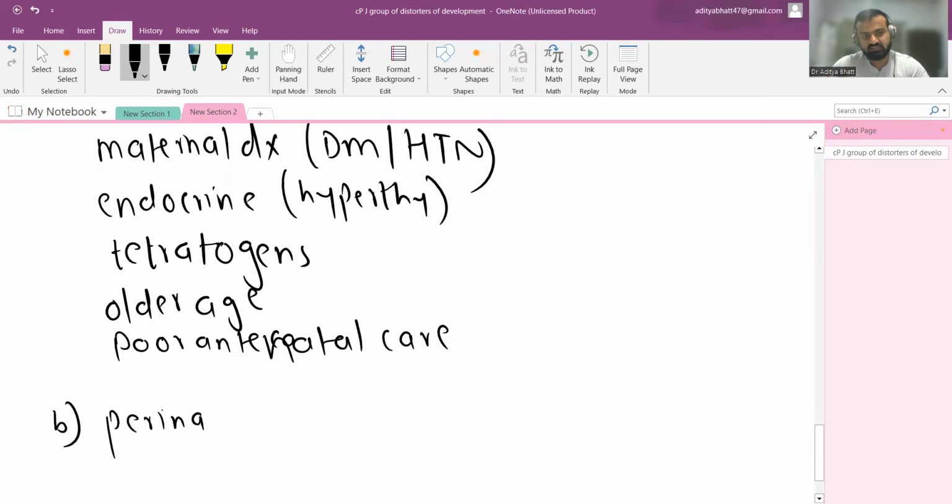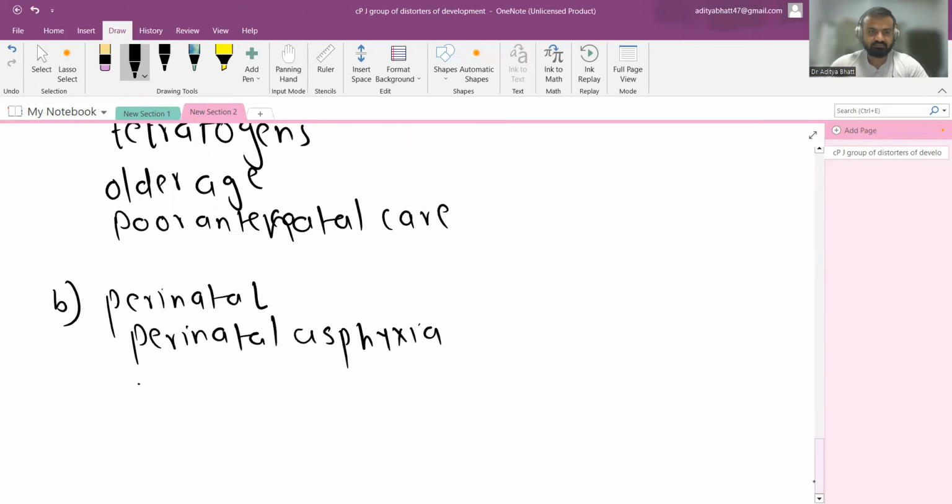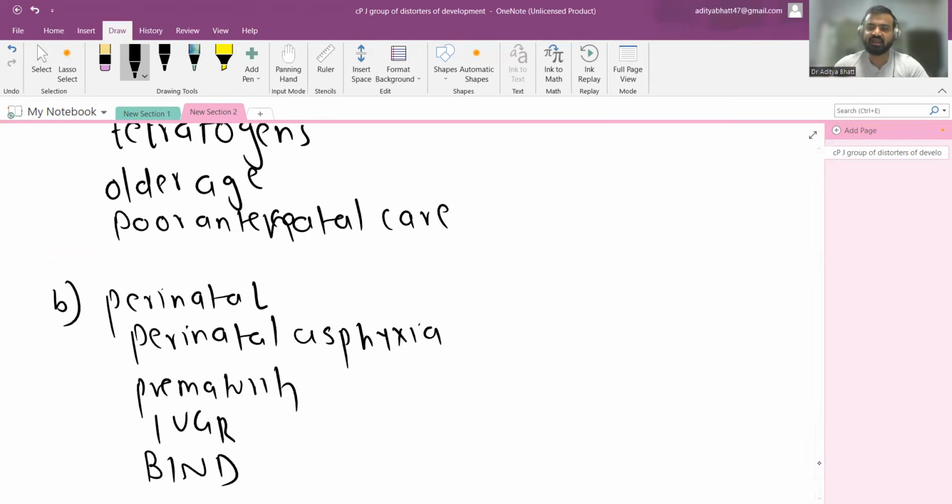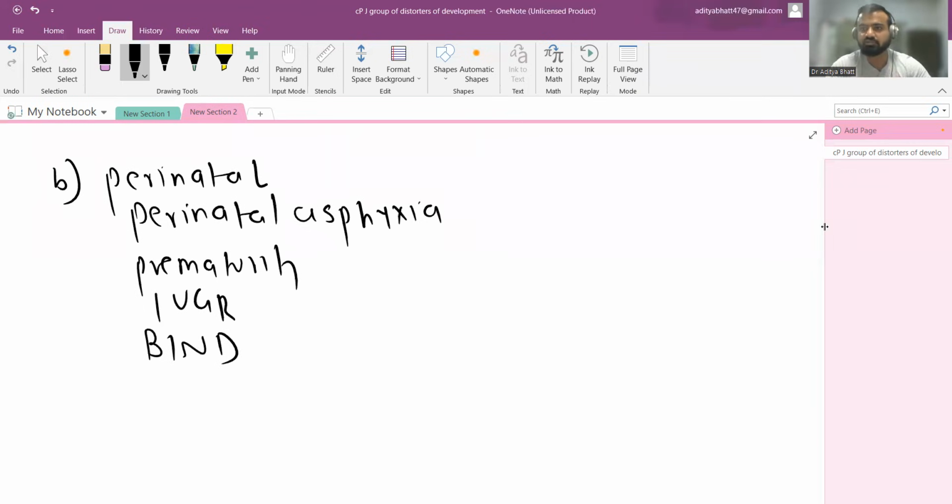So perinatal factors include perinatal asphyxia, then prematurity, IUGR, bilirubin induced neuronal damage, BIND, which is the most common cause of choreoathetoid CP. Choreoathetosis is most commonly seen due to BIND. There were 4 or 5 movement disorders. One was chorea, one was hemiballismus, and then there is choreoathetosis. So the most common cause of choreoathetosis is bilirubin induced neuronal damage.